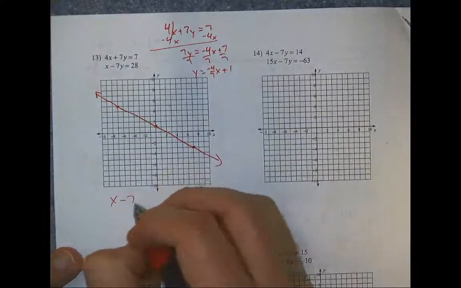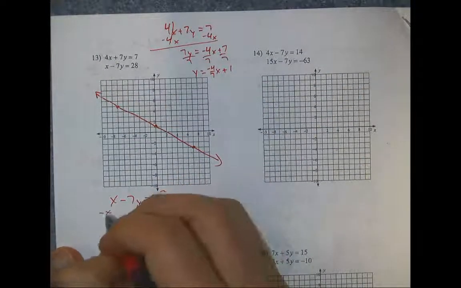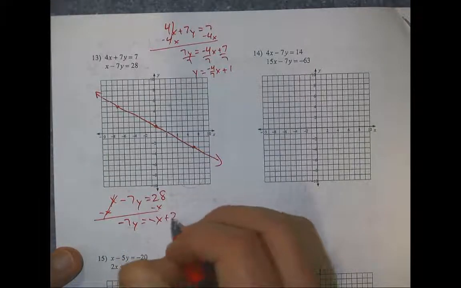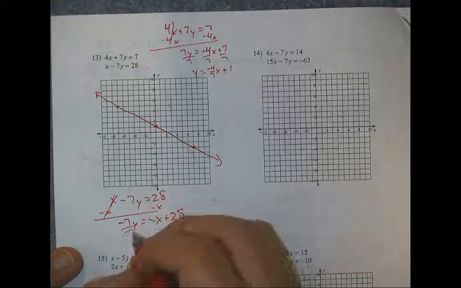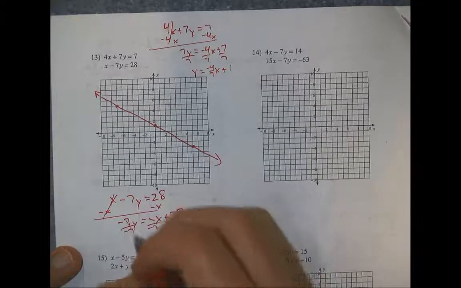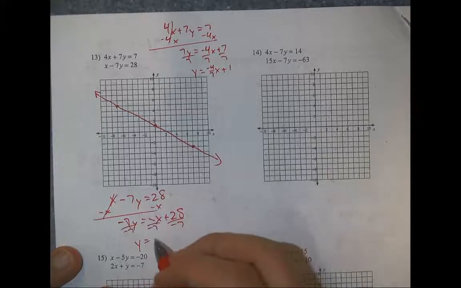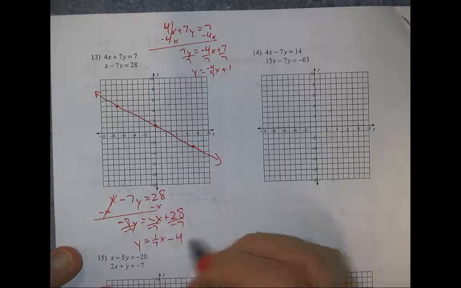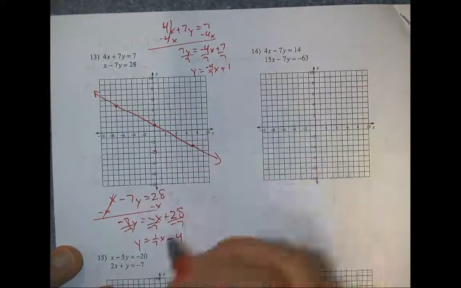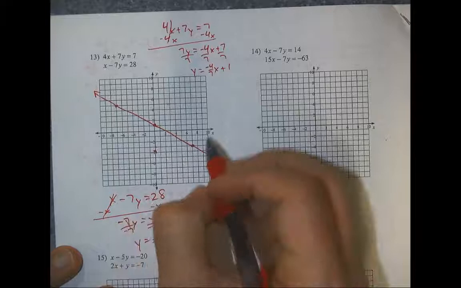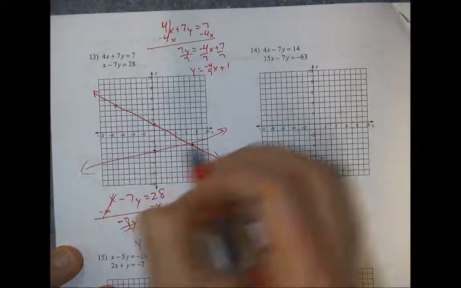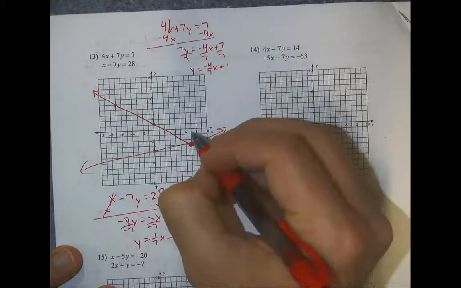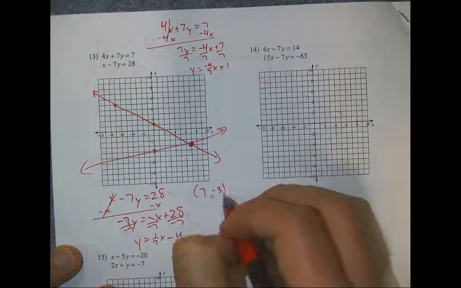All right, and this one, minus x, positive 28, divided by negative 7. Two negatives make a positive. This is a 1, so 1 over 7x. Positive and negative is a negative 4. Starting at negative 4 and going up 1 over 7, you can see right there, boom. There's my intersection. That point right there. So my x is 7, and it's down 3, so negative 3.